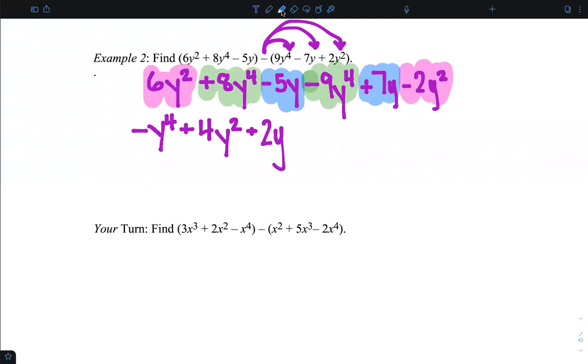All right, so all of my terms of y are in descending order: y to the 4th, y squared, and just y. Gonna double check that I distributed everything, got that. 8y to the 4th minus 9y to the 4th, negative 1y to the 4th, 6y squared minus 2y is 4y squared, and then negative 5y plus 7y is positive 2y. Awesome.